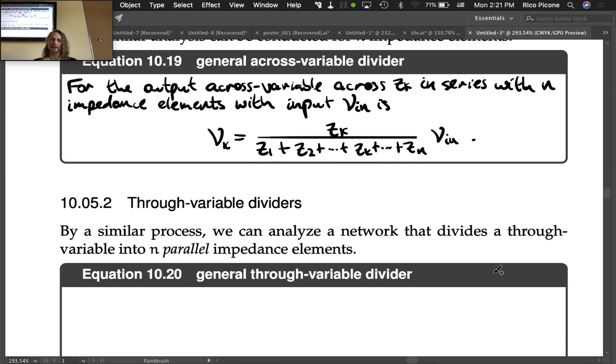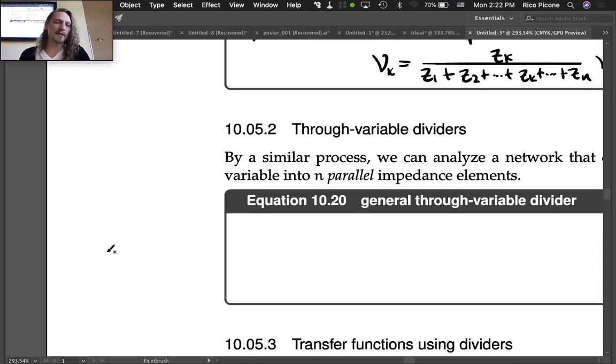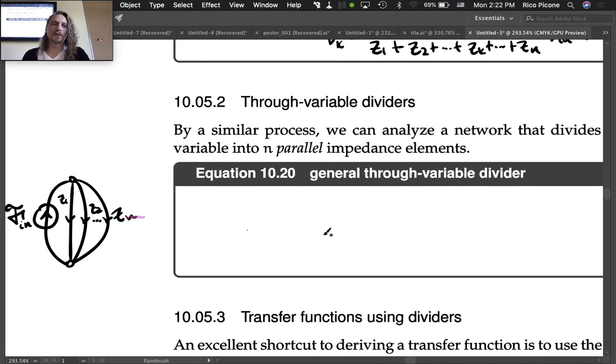Now, through variable dividers, you can go through a very similar process to analyze a network of n parallel impedance elements. So let's take a look at what that would look like. I didn't draw even a single through variable divider, or even a one or two element divider. So let's look at a through variable source, F in, and let's look at a bunch of parallel impedances, like Z1, Z2, Zn. Maybe there's some dots in between. And that's our situation.